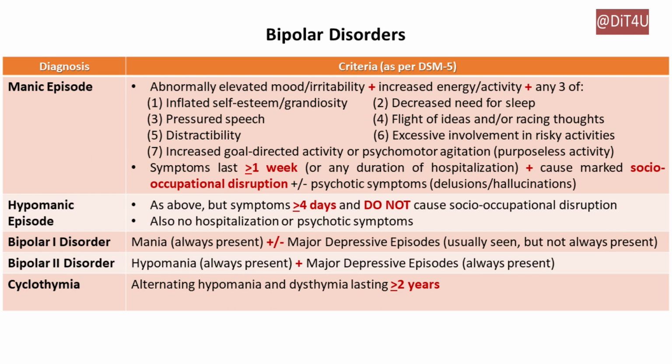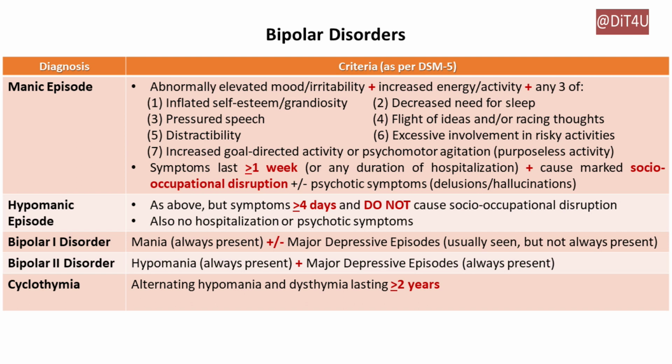Plus any three of: inflated self-esteem or grandiosity, such as "I am rich"; decreased need for sleep; pressured speech; flight of ideas and/or racing thoughts. One theme of idea leads to another. Today the weather is very hot. It is very sunny. Sun can cause skin damage. Skin damage leads to cancer. That is flight of ideas. Distractibility; excessive involvement in risky activities such as overspending, driving rashly, or even sexual disinhibition, leading to unwanted pregnancies. Increased goal-directed activity or psychomotor agitation, such as purposeless activity.